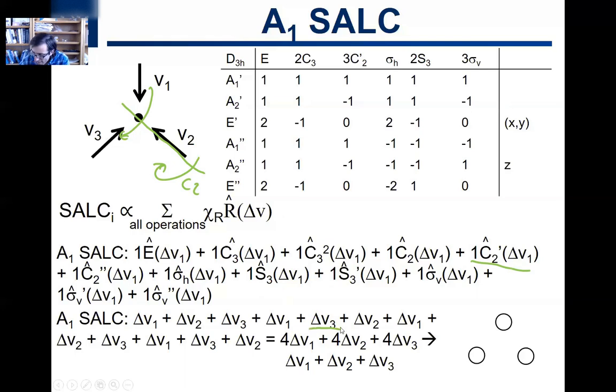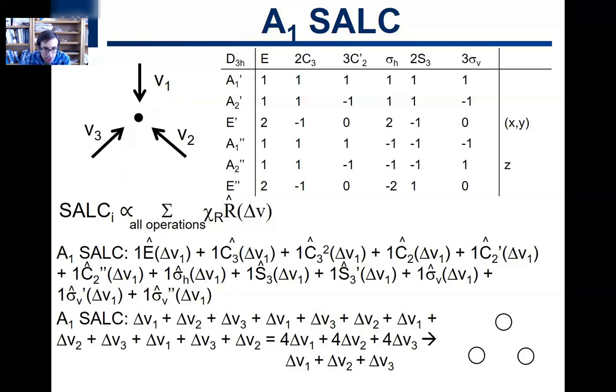Okay? Next one is C2 double prime. Last C2, that one's going to be going through V3. And so when we spin it, V1's going to go to V2. Again, this is a C2 double prime. There it is here. And our V2 is right there. So we got that one. We're done with the C2s.